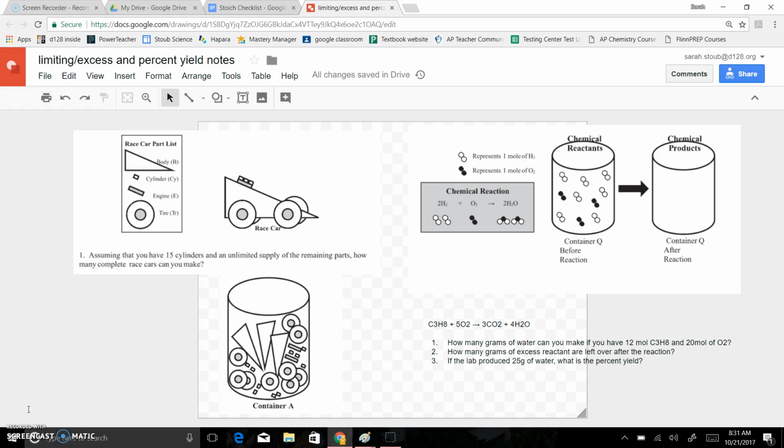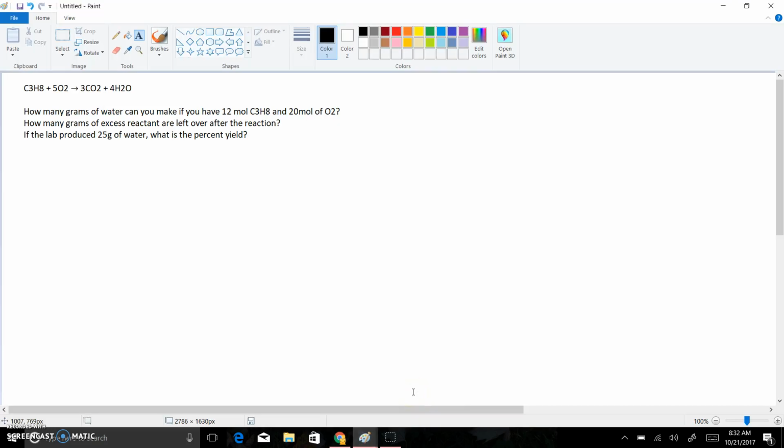Now we're going to look at this problem that I've got down here and do some actual math with it. But the same idea applies. What I'm going to do to decide what's my limiting reactant is test to see, like on the cars, how many cars can I make out of each piece? And with the water, how many waters can I make out of each piece? It's that same idea. Okay, here we are.